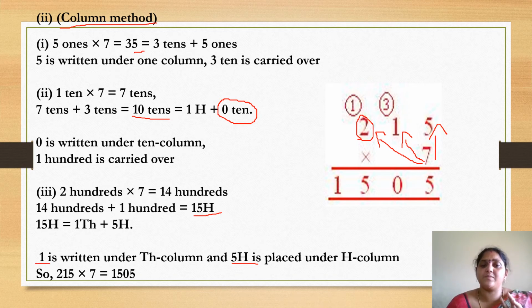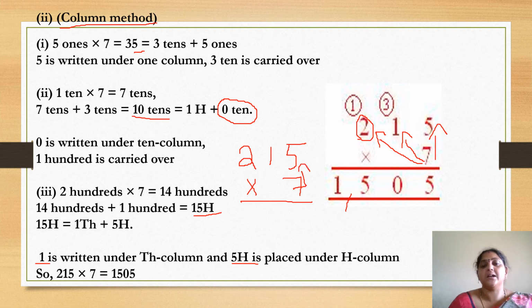Now, if you observe, what will be your product? It is 1505. I'll explain it clearly again now. 215 multiplied by 7. This is our question. Now, what we have done here, first we multiplied our ones unit. So, 7 5s are 35. In the ones unit, we have to write only the ones value, that is 5, and 3 is in the tens place value. That's why we have carried forward the 3.